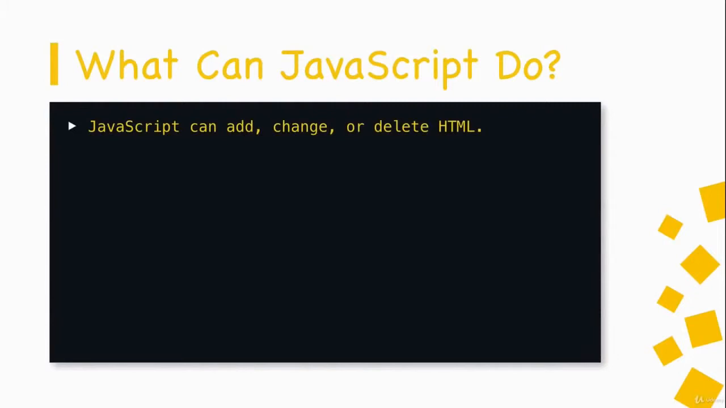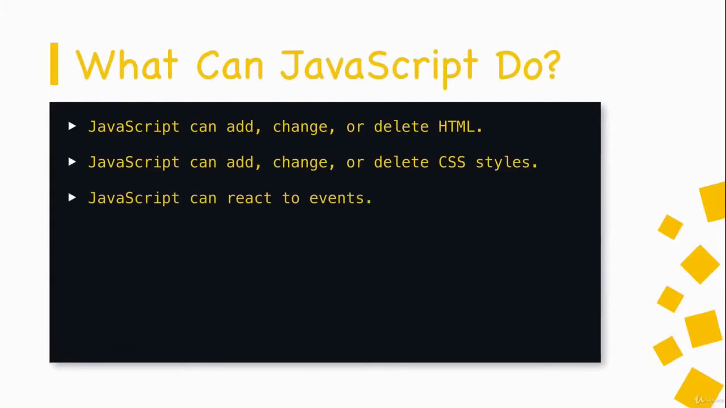First of all, JavaScript can add, change, or delete HTML. When used inside the browser, JavaScript can manipulate HTML to a high degree, and this can be used to build dynamic and interactive web applications. Remember the JavaScript code that we saw in our greeting application? In that application, we used JavaScript to manipulate HTML, so that's one of the key things JavaScript can do. JavaScript can also add, change, or delete CSS styles. We didn't actually do this in our example greeting application, but just like HTML, JavaScript can manipulate CSS styles as well.